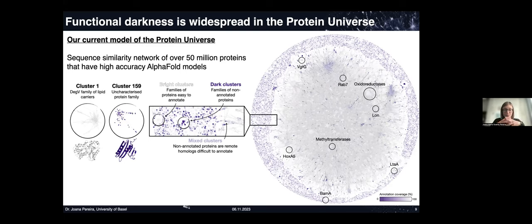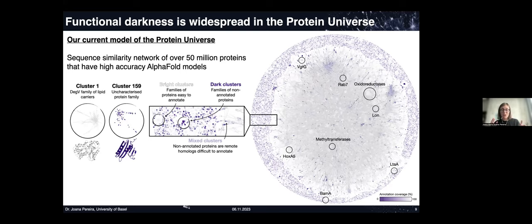50 clusters in this cluster are all very well annotated. So this is a completely bright cluster, and this corresponds to a family of lipid carriers. But then you also have those cases where all of the UniRef50 clusters are dark. So there's no protein in these UniRef50 clusters that is well annotated. And all of them form a cluster by themselves that doesn't connect to any bright ones. And so these would correspond to what we call the unknown protein families.